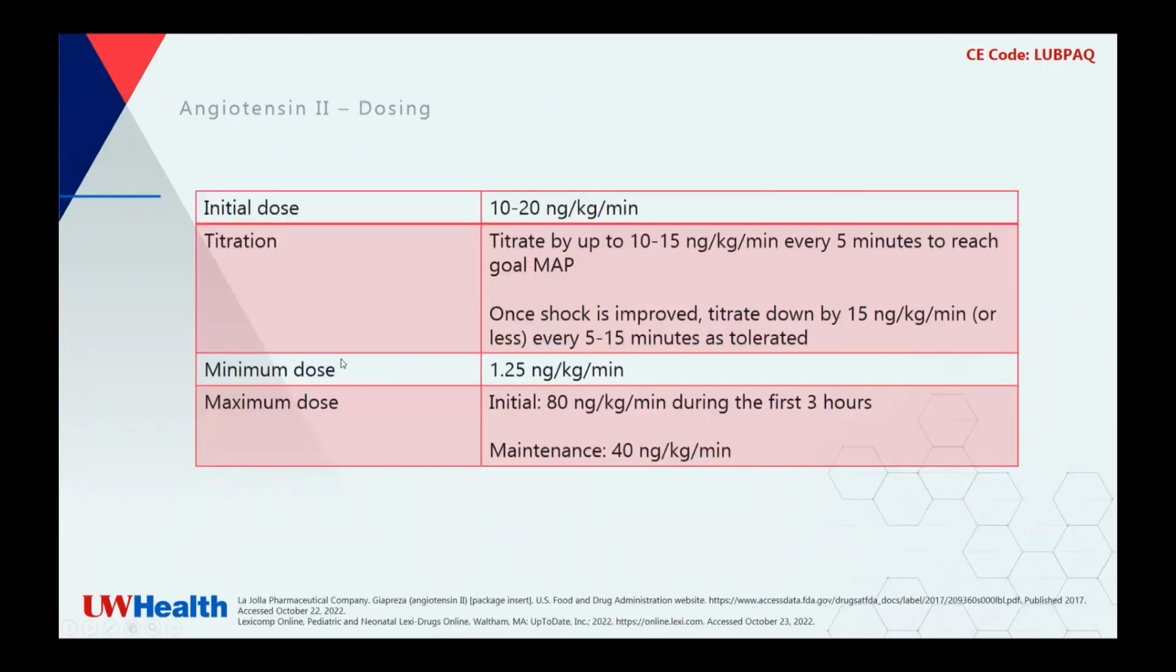So the initial dose for angiotensin II is 10 to 20 nanograms per kilogram per minute, with titration every 5 minutes to reach our goal MAP. And once we reach that goal MAP, we can down titrate every 5 to 15 minutes as the patient tolerates. It's important to note here the maximum doses of angiotensin II. Initially, the max dose is 80 nanograms per kilogram per minute during the first 3 hours. But after that first 3 hours, the maintenance dose and the maximum dose reduces to 40 nanograms per kilogram per minute. This is largely due to how it was studied, and I'll go through that shortly.